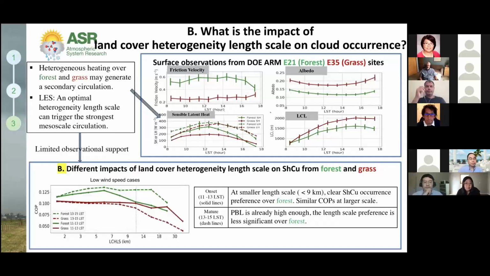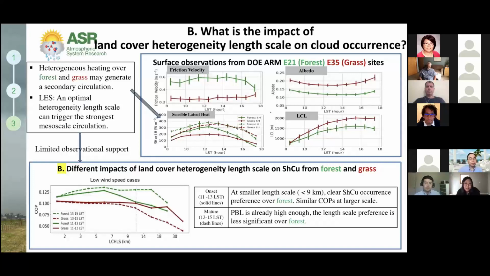There are very limited observational studies confirming the preference on the heterogeneity length scale. And our study can show such signals, which is possible because firstly, we bridged some observational gaps in detecting the diurnal cycles of the shallow cumulus over a large heterogeneous land surface. And so we can investigate the preference at different time periods.